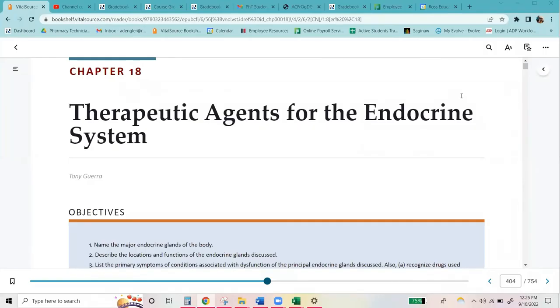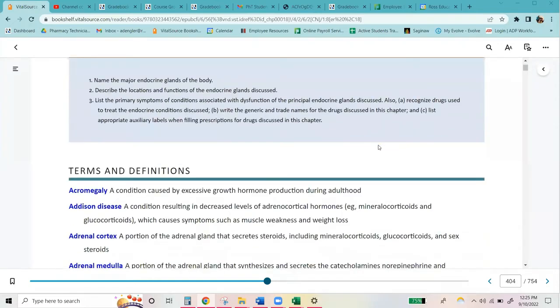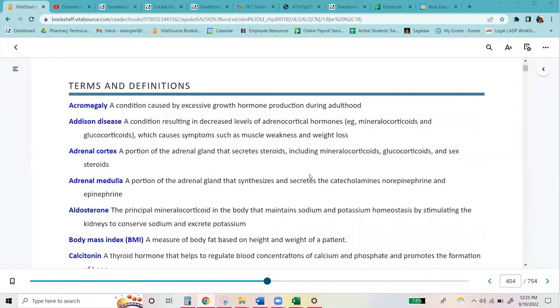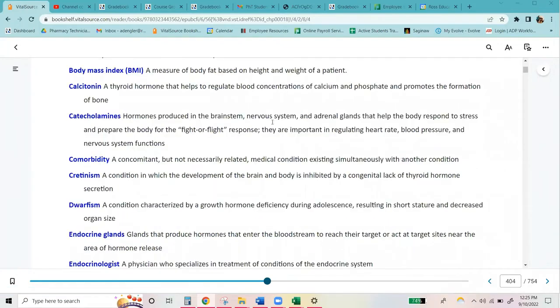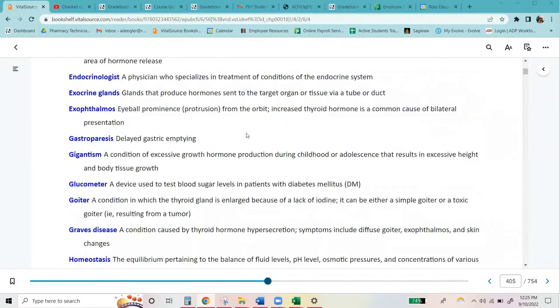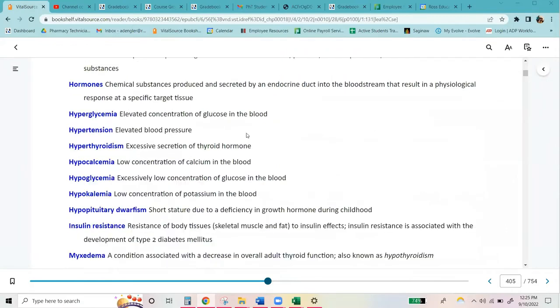Chapter 18, Therapeutic Agents for the Endocrine System. The terms and definitions we will go through as we progress through this lecture video.